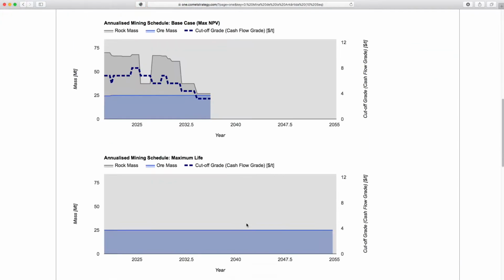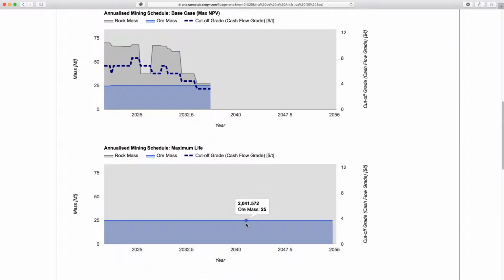Now, if you compare the two mining schedules, this is our optimised base case, this is our maximum life case. So in the maximum life, we've dropped our cut-off grade down to nothing. Every piece of material is processed as ore. We don't have any waste material. So sure, we have a long life, but it's not a very economic option to pick.